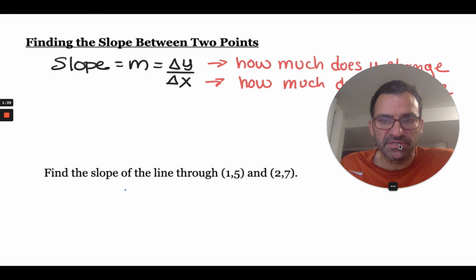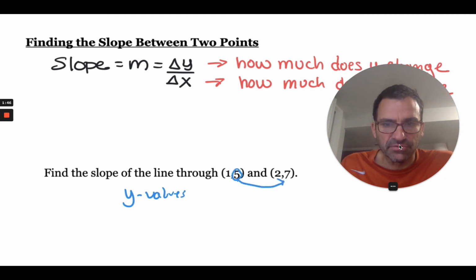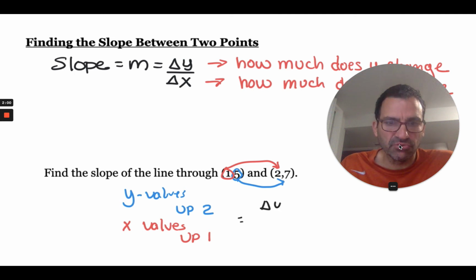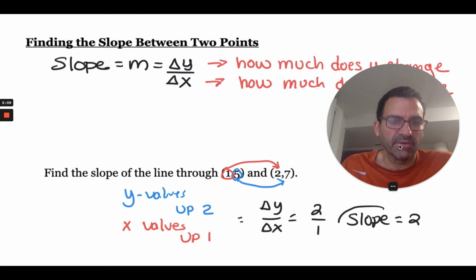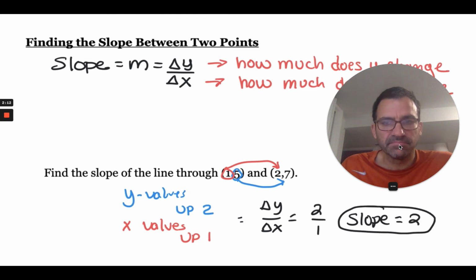Again, the first number is the x value, and the second number is the y value. So let's start with the y values again. It starts at 5 and goes to 7, so in that case it goes up by 2 units. The x values start at 1 and go to 2, so in this case it goes up by 1. So slope is change of y all over change of x. Change of y is positive 2, because it goes up by 2, and change of x is positive 1. So our slope in this case is 2 divided by 1, which is just 2.